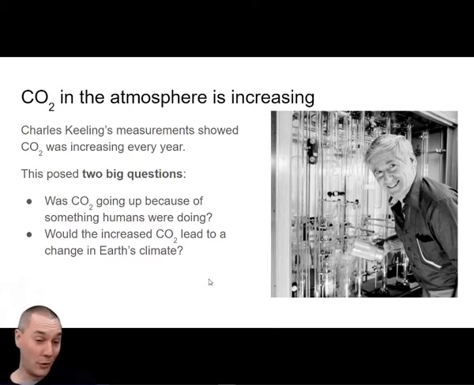Some people thought it was just natural, it just goes up and down. Maybe it's nothing to do with us humans. Some people thought it was something humans were doing. So this was the question back in the 1960s. And secondly, people knew that carbon dioxide absorbed and trapped infrared energy. So they had a theory that maybe this is going to cause our planet to start warming up and change its climate. And that was also a big question that arose from Charles Keeling's measurements.